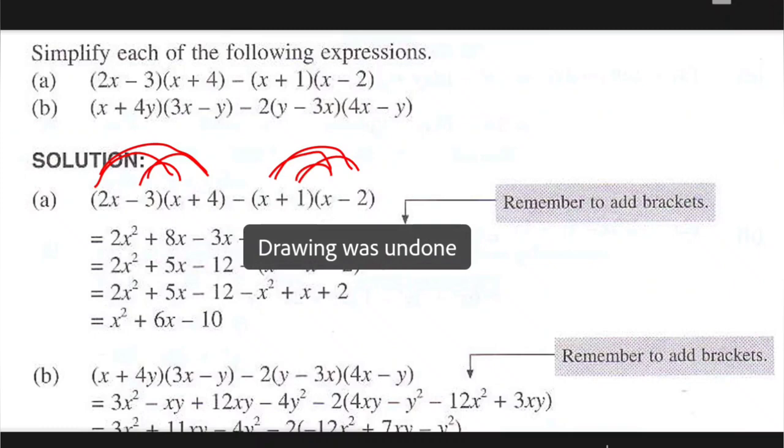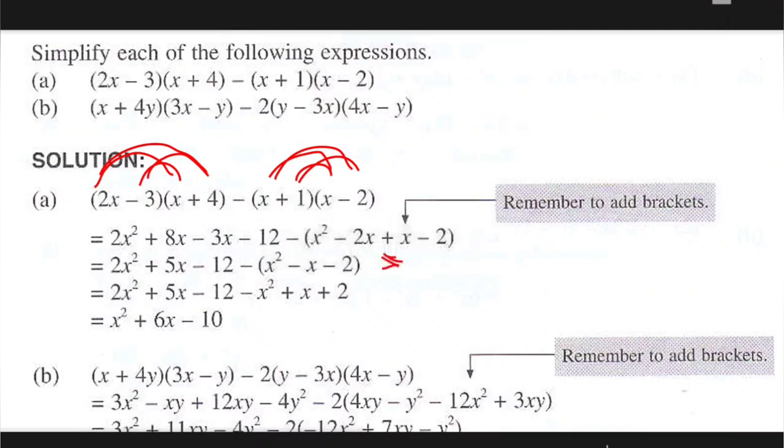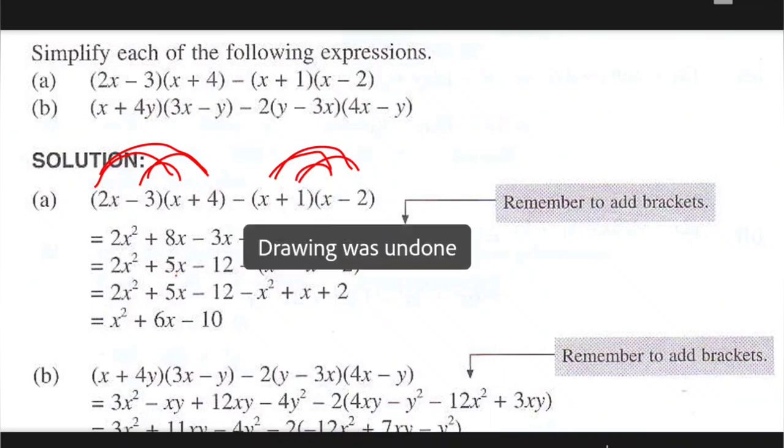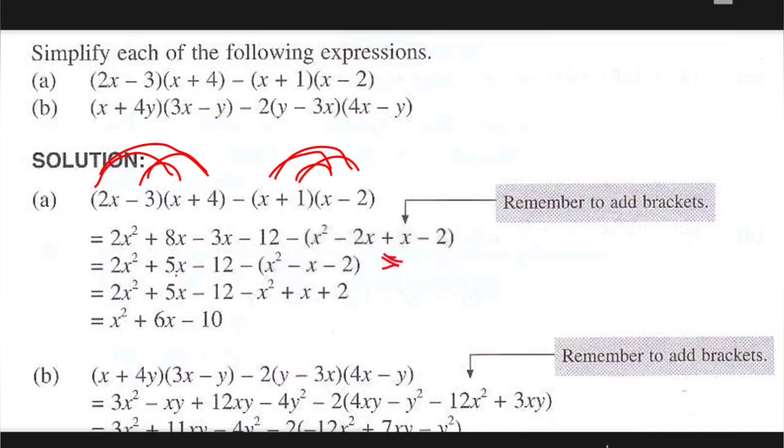2x times x gives 2x squared, and then 2x times +4 gives +8x. Then -3 times positive x gives -3x, and -3 times +4 gives -12. Okay, we leave the minus sign, bring it down, and stop here.